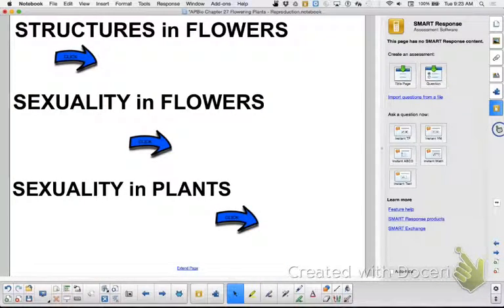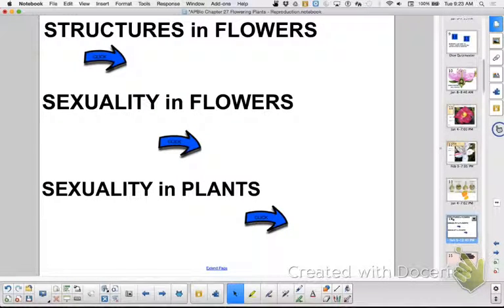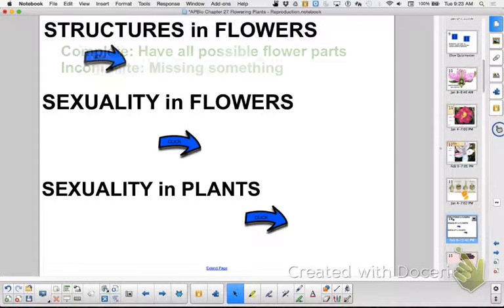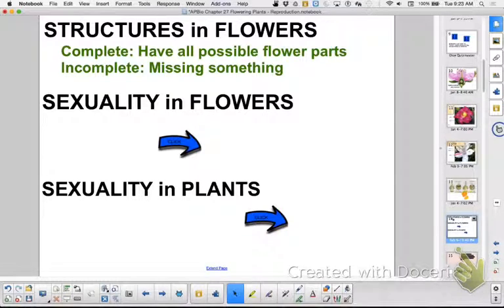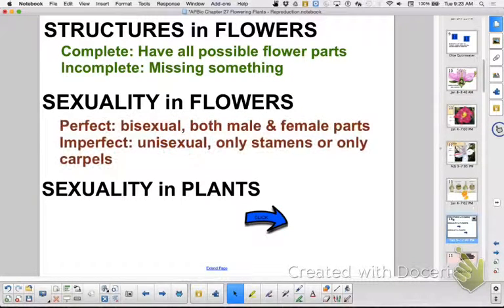Now this part is the mini-me part. I'm just letting you know. Structures and flowers, you can talk about having a complete or an incomplete flower. Slate, explain the difference between a complete and an incomplete flower. Blue, you talk about sex and plants.